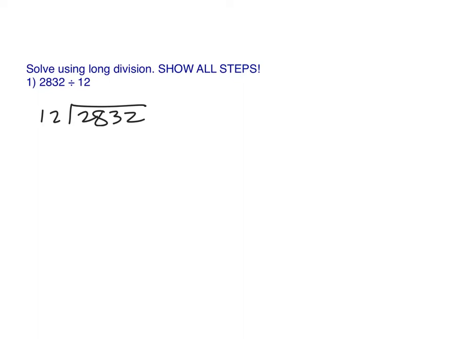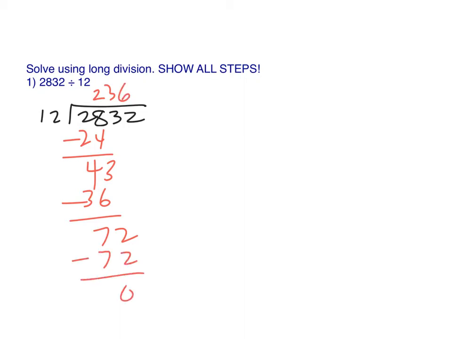So the first move is to figure out how many times 12 goes into 28. How many times does it? 2. So then what do I do? Well, where's 24 come from? 2 times 12. So I have to multiply, then subtract. Then I do this process all over again. I bring the 3 down. 12 goes into 43 3 times. Multiply 3 times 12. That's 36. Subtract. Bring the 2 down. 12 goes into 72 6 times. Multiply. There is no remainder. It goes in evenly. That's long division.